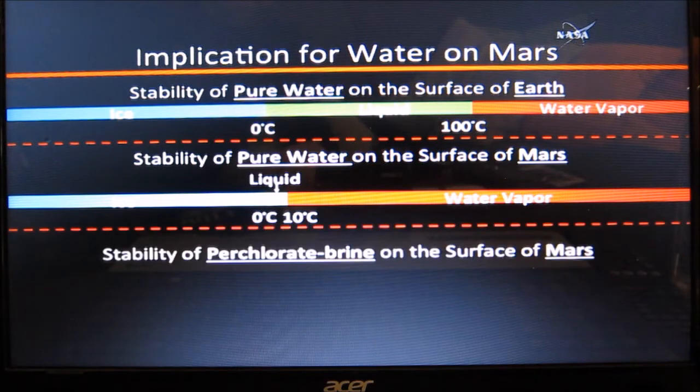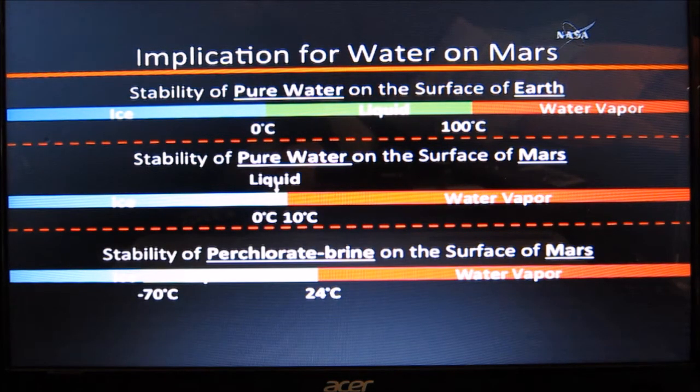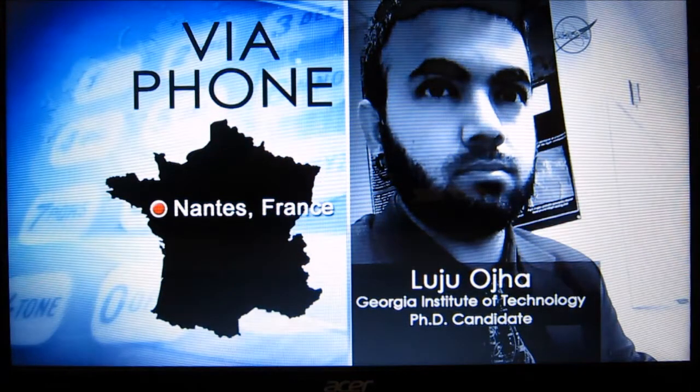Next, consider water mixed with perchlorate, or perchlorate brine. If that happens, then the stability of that salty liquid water on the surface of Mars vastly increases. As you can see in the graphic, the perchlorate brine will remain in a liquid form until we hit negative 70 degrees Celsius, and will not start boiling until it is 24 degrees Celsius. Therefore, the presence of perchlorate vastly increases the stability of liquid water on the surface of Mars.